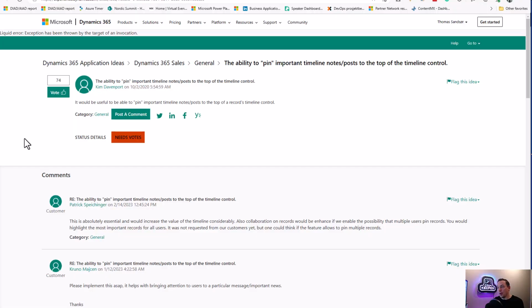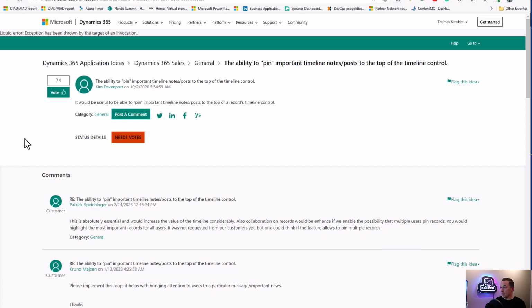Today's topic is being brought to us by Kim. So his feature request here is the ability to pin important timeline notes and posts to the top of the timeline control. Yes, and also, you could say pretty much any activity. Though, of course, in many cases, the notes are commonly used for information that's fairly static over time.